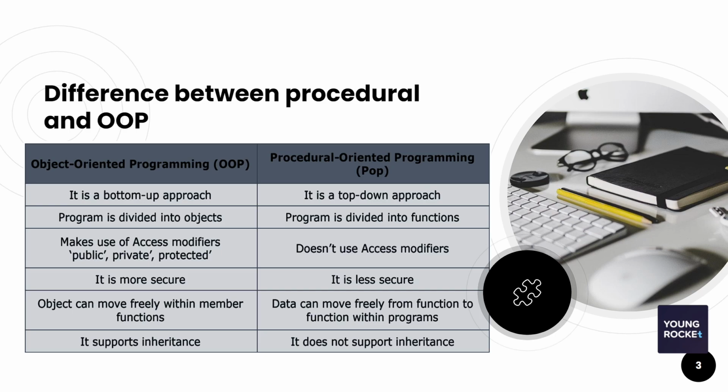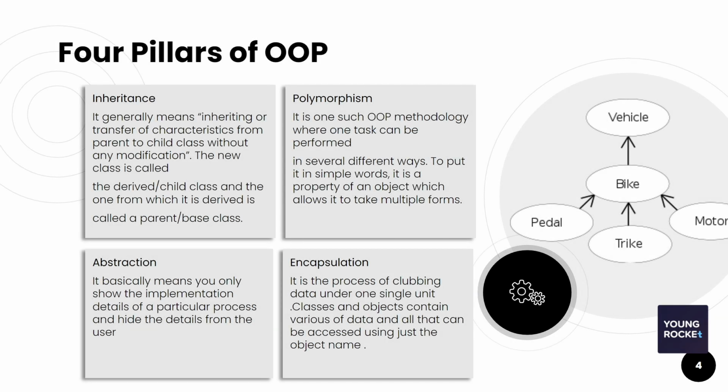The next point is that object-oriented programming supports inheritance, and procedural-oriented programming does not. So what is inheritance? We'll see in the further slides. In object-oriented programming, there are basically four pillars that are the strong foundation of this concept. The first is inheritance. Inheritance generally means transferring the characteristics of one type of object into another, making very small and minor changes and reusing it again.